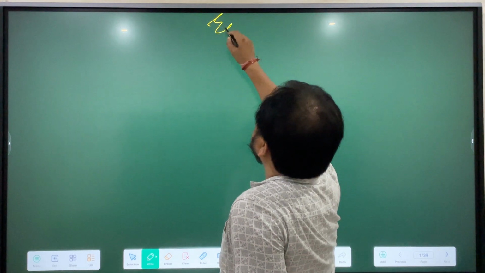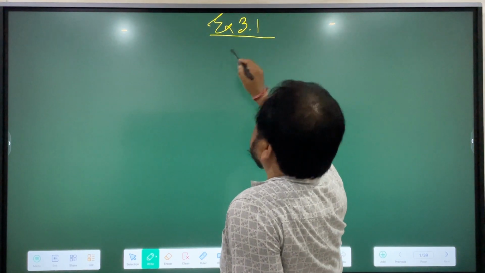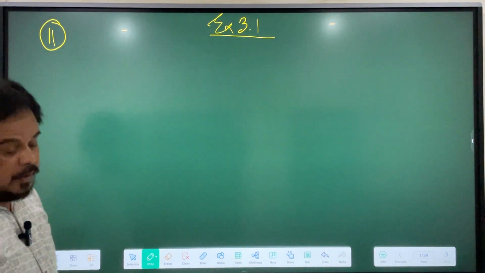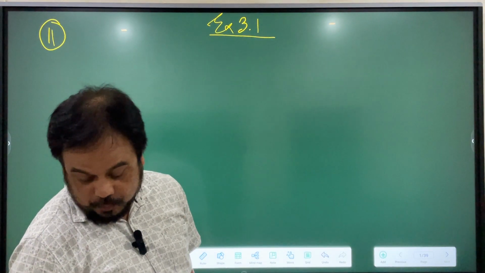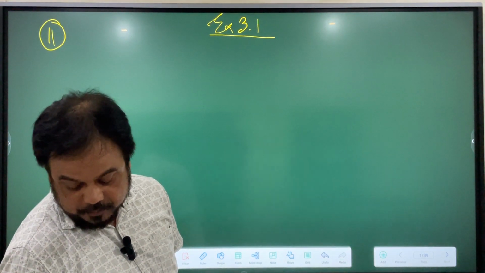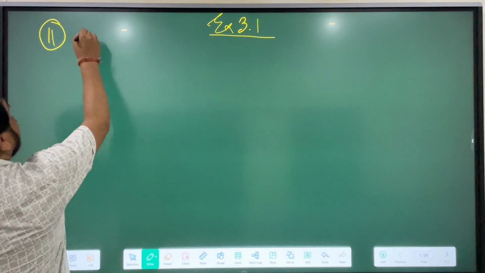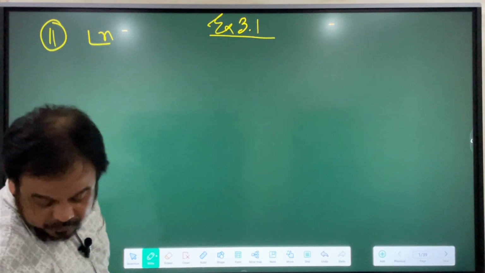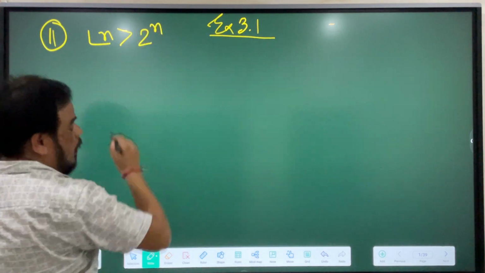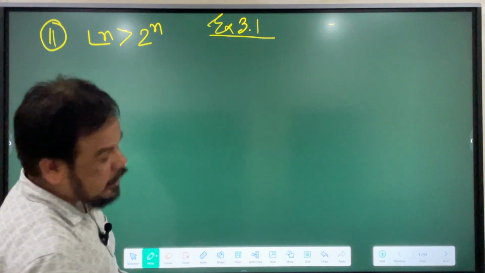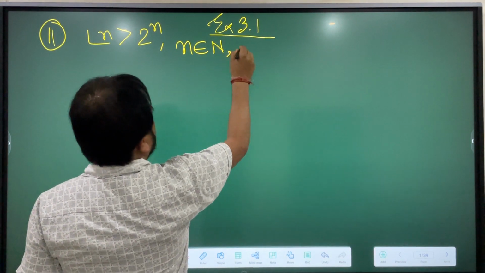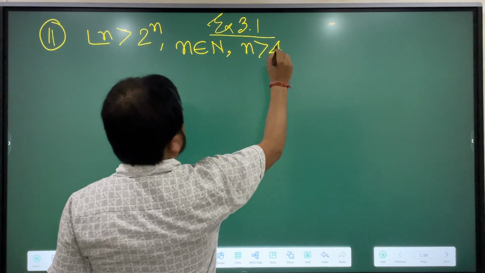Exercise 3.1 number 11. I want to explain it again because there was some confusion in the last video. I hope you all remember. So there was given factorial n greater than 2 to the power n, and there is also a condition given: n is a natural number and n is greater than 4.